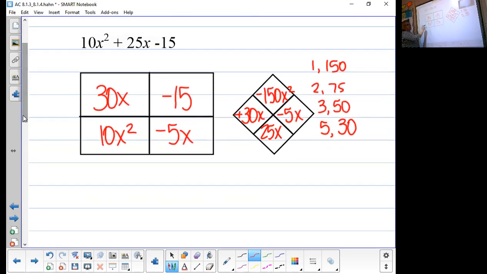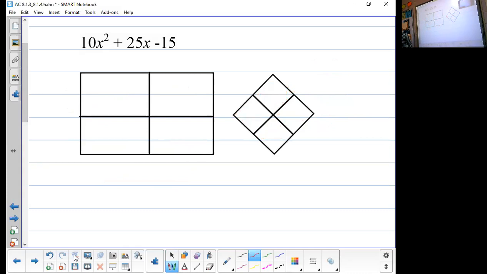And when I work the outside here, what's the greatest common factor of 10x squared and 30x? So I can do 10x and 1x. And then I would have negative 5 here. And I would have 3x here. But what do you notice about these? Do they have a greatest common factor? Yeah, they do. Okay, so let me show you what we can do instead.